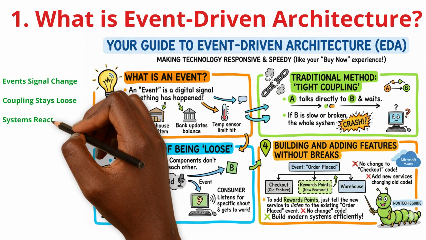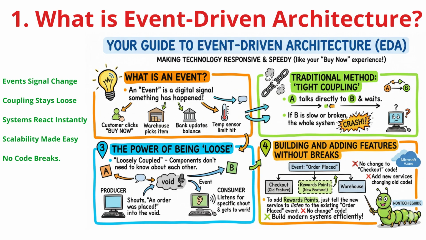Imagine a world where your technology is as responsive as a conversation. When you click Buy Now, a chain reaction begins. In traditional systems, this was like a line of people waiting for each person to finish a task before the next could start. If one person tripped, the whole line stopped. We call this tight coupling. But with event-driven architecture, or EDA, we break those chains.